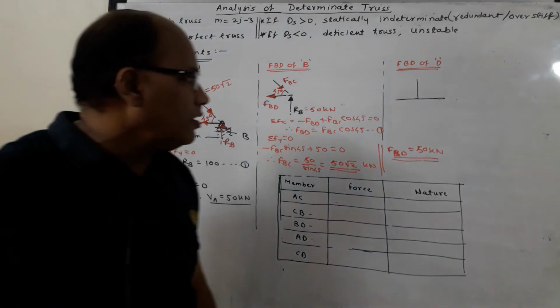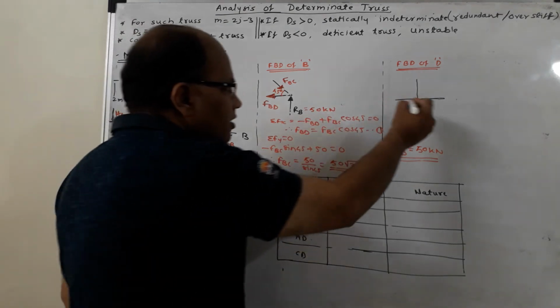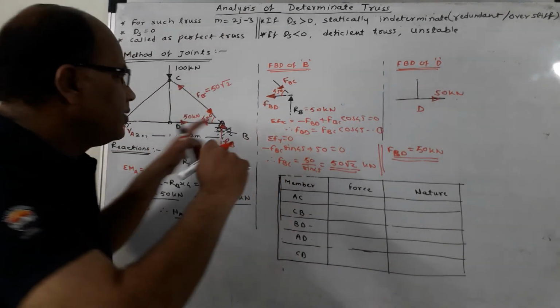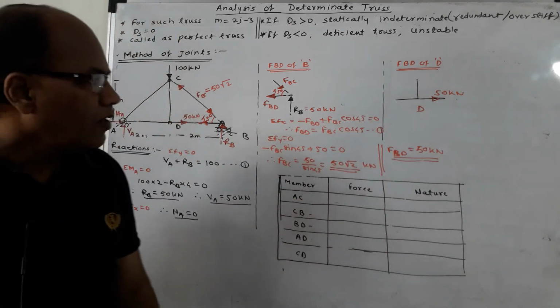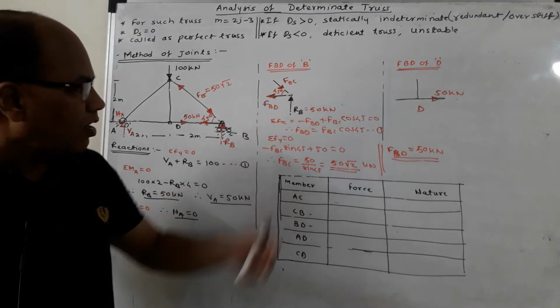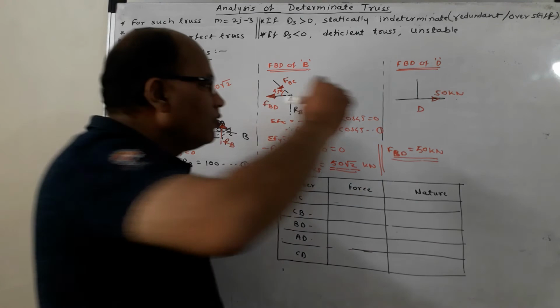So it is the joint D now, and at joint D I know one force, that is 50 kilonewton. So I will have to show this force over there. 50 kilonewton should be shown over there. Now two members are there in which the forces are not known. These forces are unknown forces. So I am showing the directions.